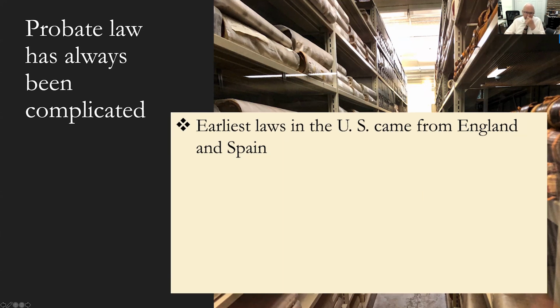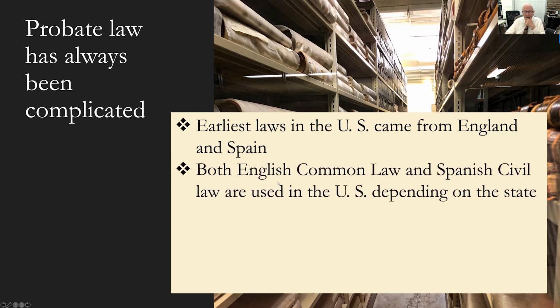Understand that the earliest laws in the United States came both from England and from Spain. And so we have what's called English common law, and we have Spanish law, or civil law. And the civil law is quite different. Some states actually have parts of the law that are very different from the rest of the country. We have what are called common law states, and then we have other states that derive from the Spanish law. And that's something you need to know. Both English common law and Spanish civil law are used in the United States depending on the state. So you may see both.